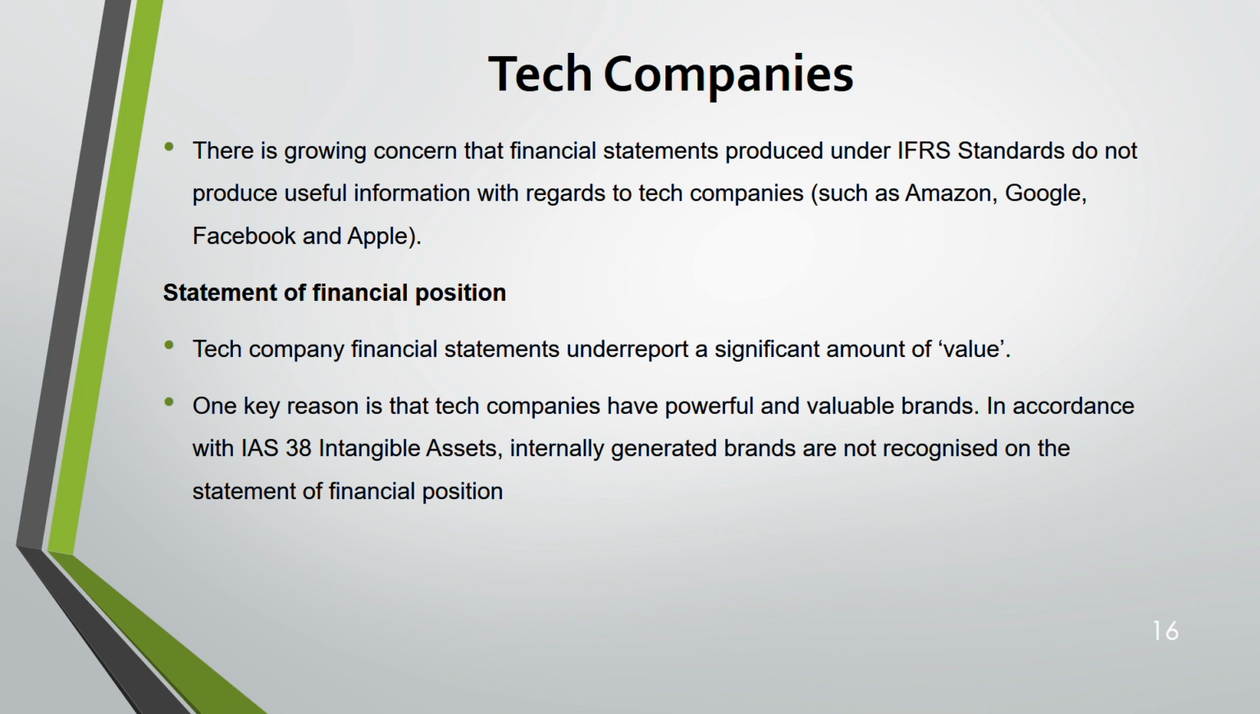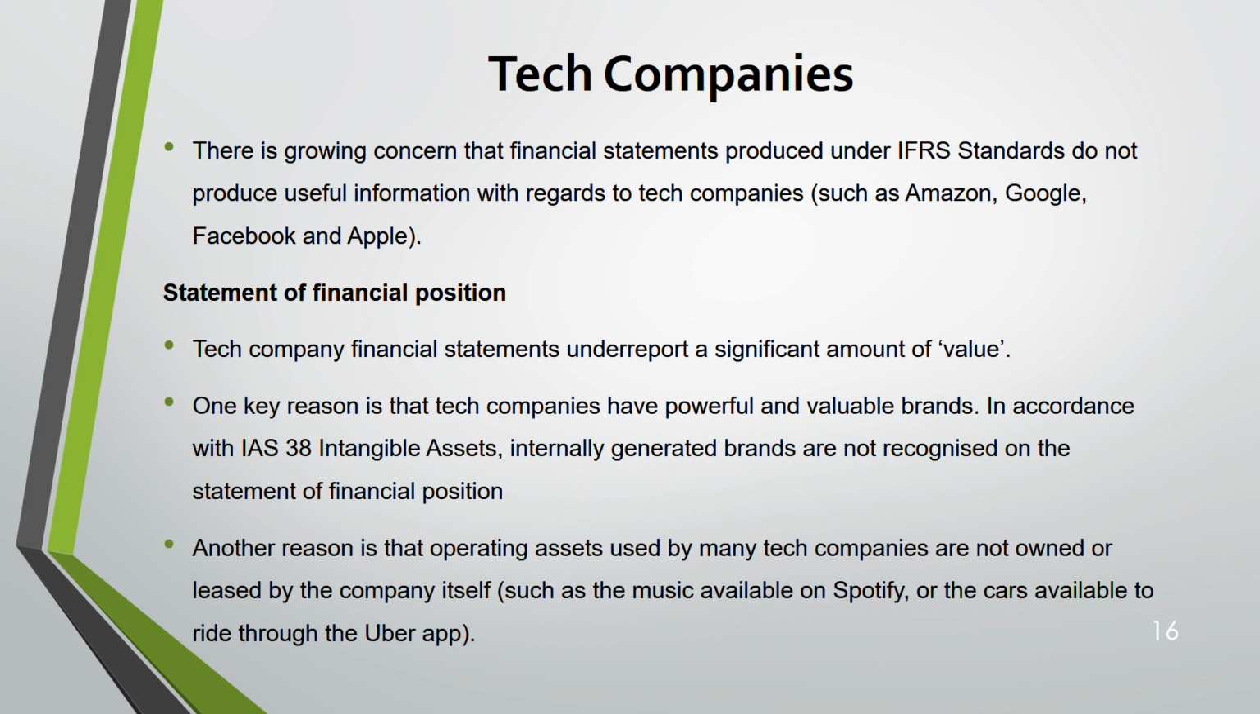Okay, this only applies to tech companies, companies with valuable brands like Google, Amazon, Facebook, Apple. A normal company cannot apply this because their success lies in their tangible assets. Another reason is that the operating assets that tech companies use are not owned or leased by the company itself. Like music that is available on Spotify or the cars that are available through the Uber app, these are not owned by the company itself. These are third parties who are owning them or leasing them.